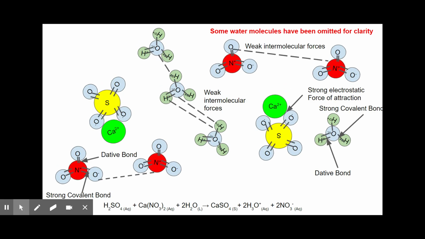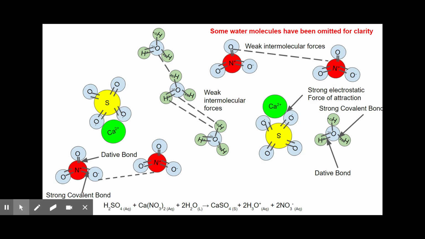The hydronium ions would have strong covalent bonds between the hydrogen atoms and oxygen atom, where one hydrogen atom has a dative bond with the oxygen atom. However, hydronium has a simple covalent structure and there are only weak intermolecular forces between the discrete hydronium ions.